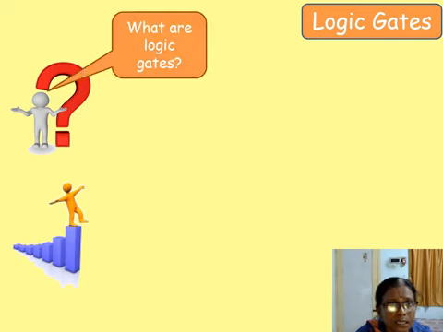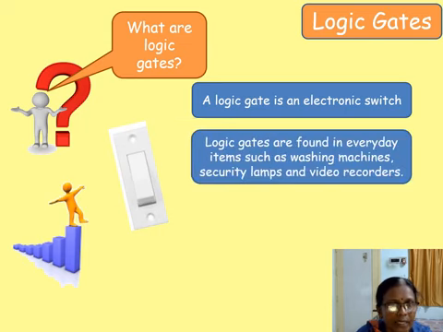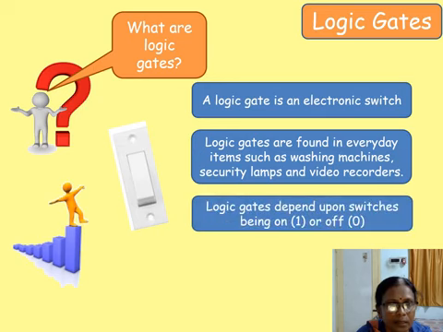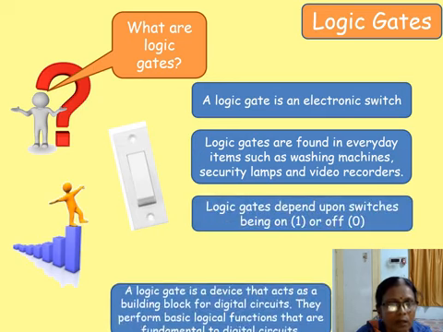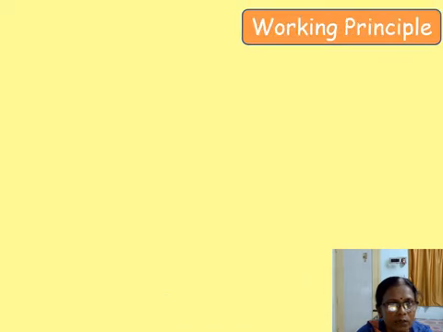What are logic gates? A logic gate is just like an electronic switch. They are found in everyday items such as washing machines, security lamps and video recorders. Logic gates depend upon switches being in the on or off state. A logic gate is a device that acts as a building block for digital circuits. They perform basic logic functions such as addition and multiplication that are fundamental to digital circuits.